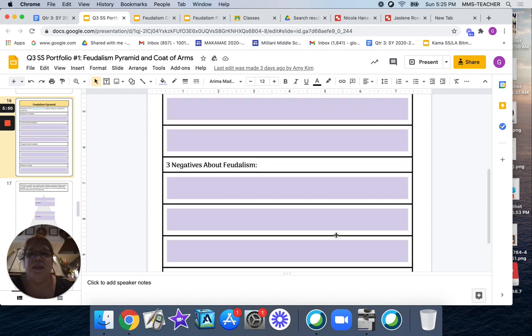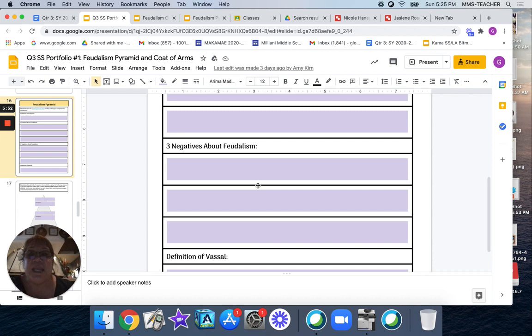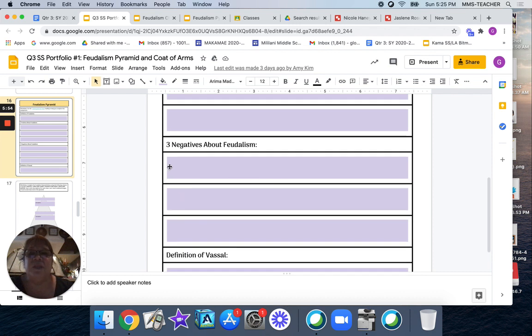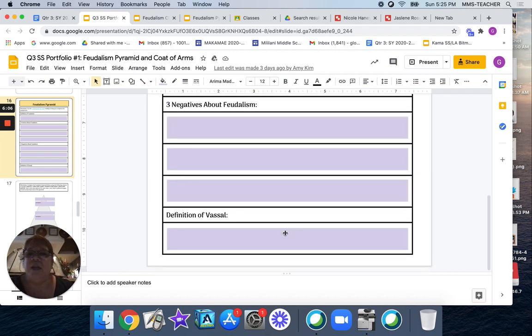Okay, then you're going to give me 3 negatives about feudalism. So write the first negative about feudalism that you come across, the second negative, and the third negative about feudalism. Then on the bottom of the page, give me a definition of a vassal. Okay, and make sure you write it down completely.